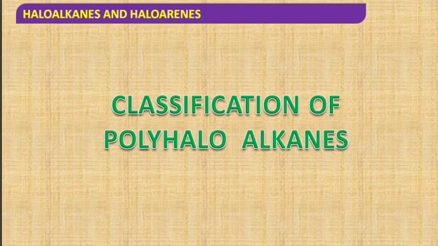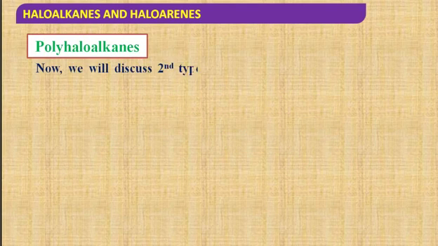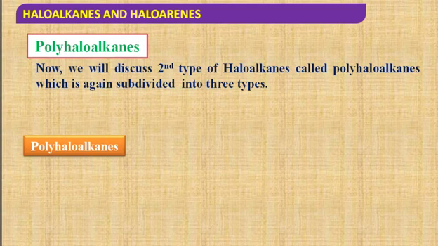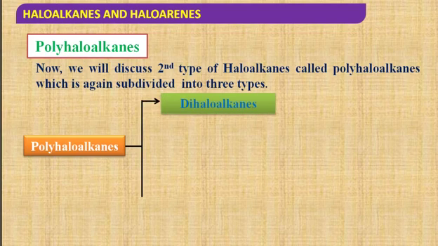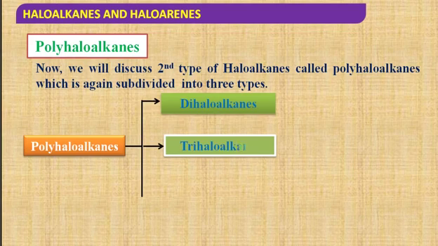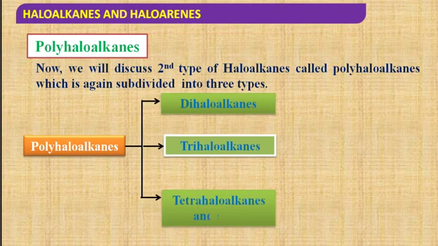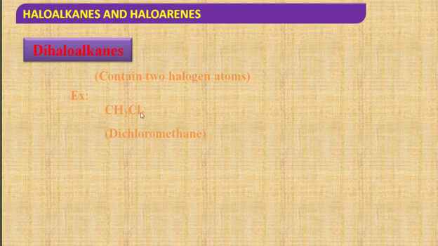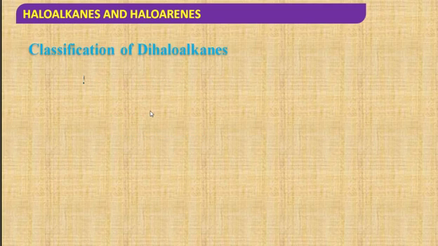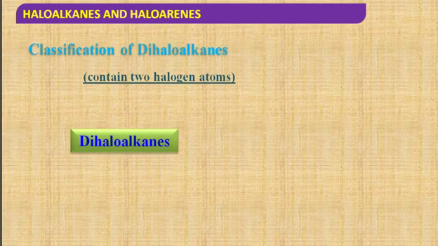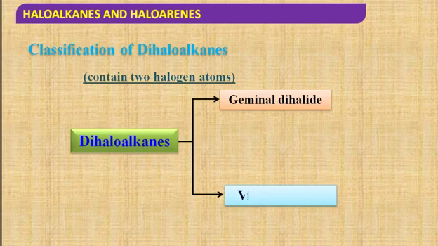Now we'll see the classification of polyhaloalkanes. Polyhaloalkanes contain more than one halogen atom. Polyhaloalkanes are again subdivided into three types. One is dihaloalkane, another is trihaloalkane, and third is tetrahaloalkane, and so on. Dihaloalkanes contain two halogen atoms. For example, dichloromethane. Dihaloalkanes are further of two types. One is geminal dihalide and another is vicinal dihalide.